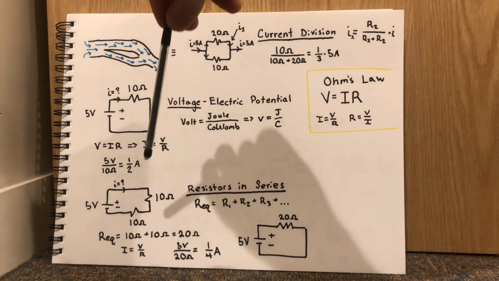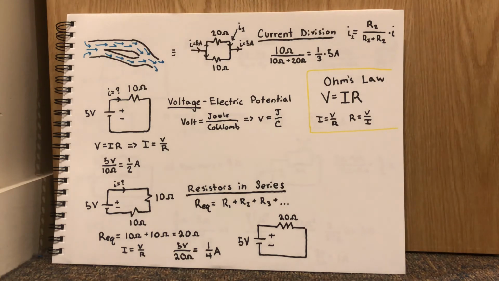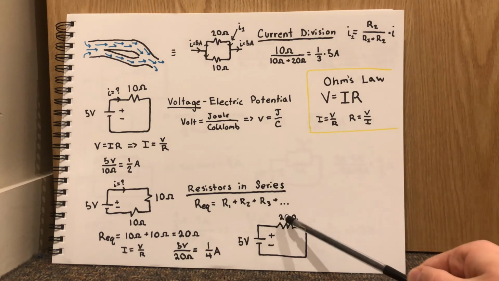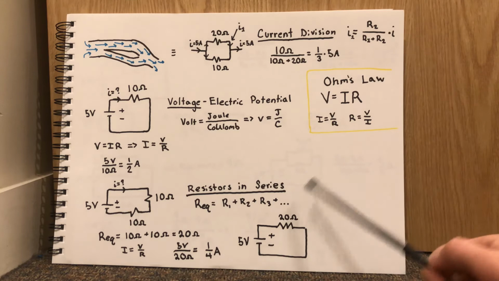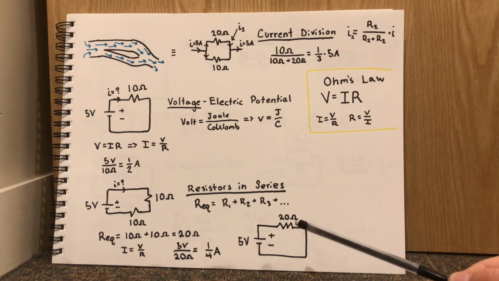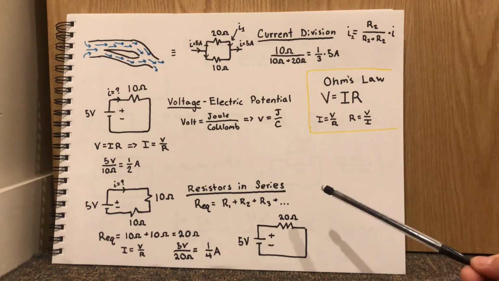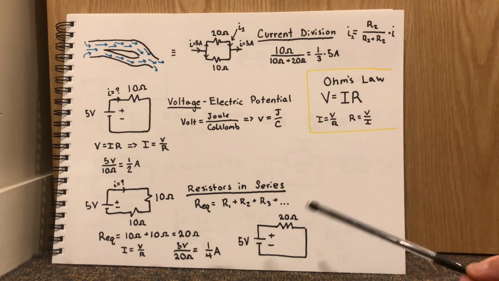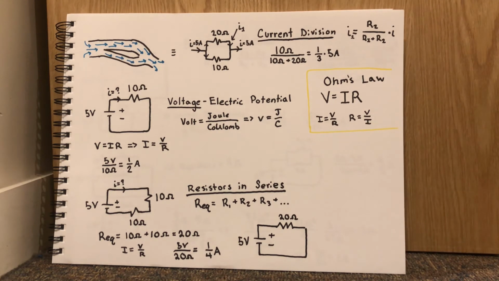So all we have to do here to find the net resistance or resistance equivalent is 10 ohm plus 10 ohm. And if we take our 10 ohm plus 10 ohm, we get 20 ohm. And we can redraw as this circuit down here if we want to. And then with this, we're able to solve for our current again. And it's just the 5 volt divided by 20 ohms, which gives us 1/4 of an amp.